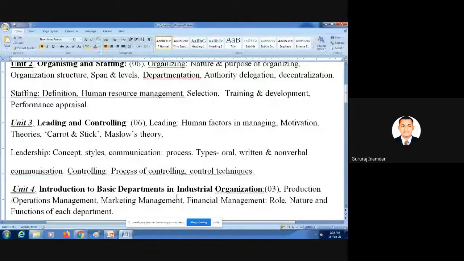Now if you consider leading, leading is nothing but leadership. But leadership is not only bounded with leading. We have to use different carrot and stick also. You must have heard of carrot and stick. What is the meaning of carrot and stick?